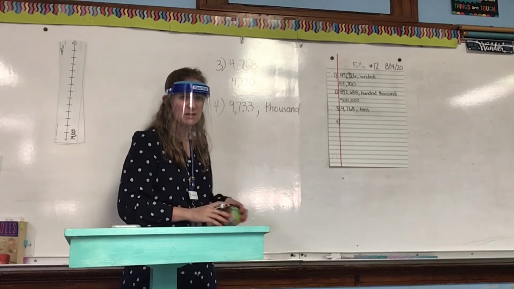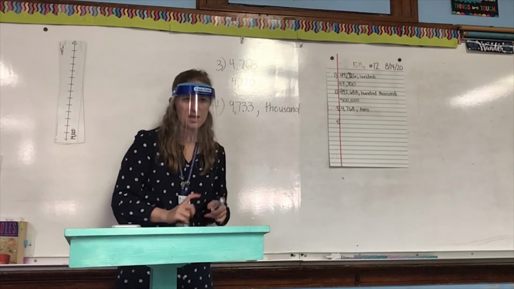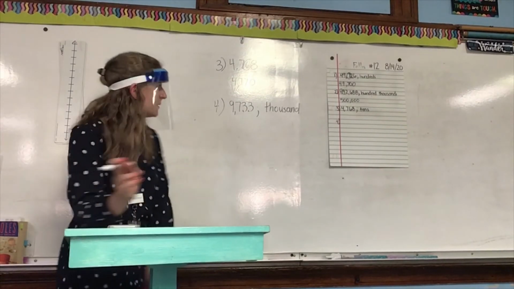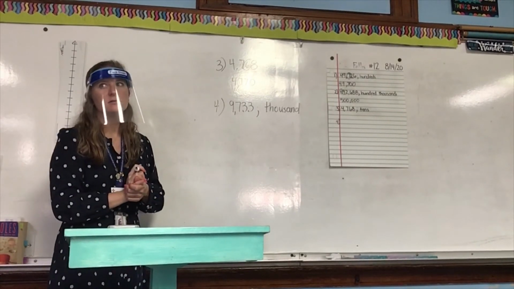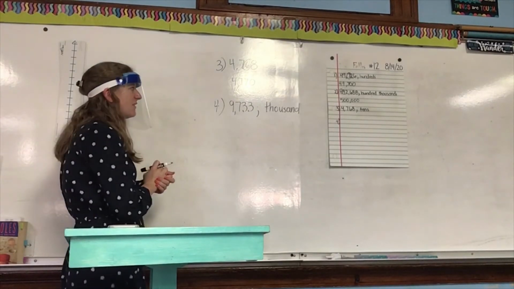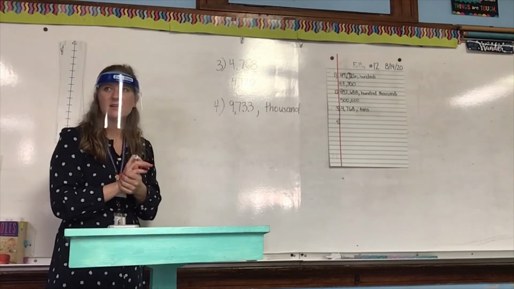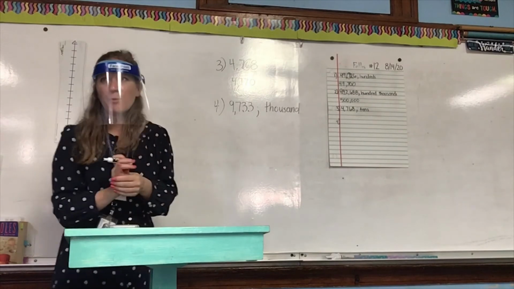Ethan, you're going to help me with this last one, and then you'll be free to do your independent practice. Okay, number 4. We have 9,733. We're rounding to the nearest thousand. So, Ethan, what is step 1?